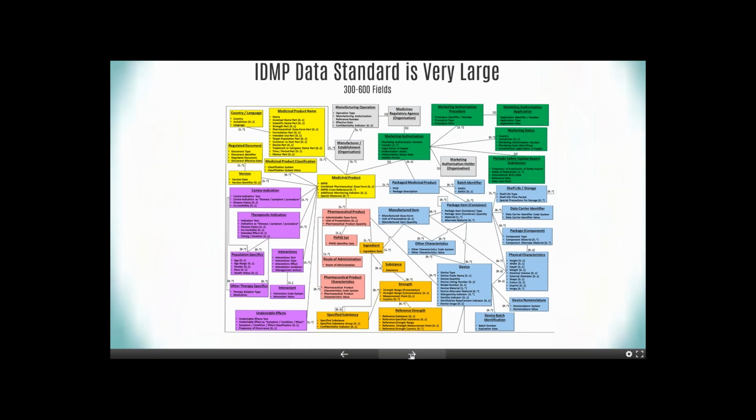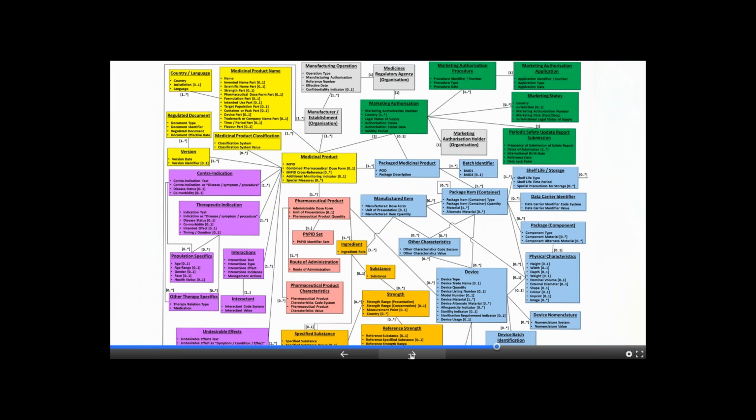If you look into the data model in more detail, the color, by the way, indicates where the data is coming from, and also more or less which departments are relevant for the provision of the data. So if we look at the yellowish part in the top left of the data model, this is mostly the composition of the product name, the different name parts. That is, I would say, more in the reg affairs area, as well as the green parts, like the marketing authorization, the procedures and the applications.